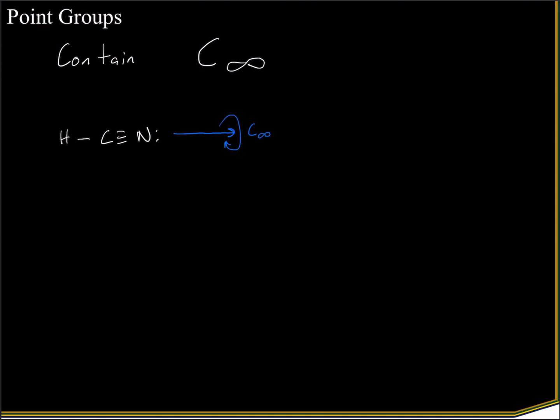So if we were going to look at this structure, we would see that it contains the identity, as all things do. It would contain this infinite rotational axis, and it would also contain an infinite number of vertical mirror planes. And so these are all of the symmetry operations that we have available to us. And this earns the point group label C infinity V.